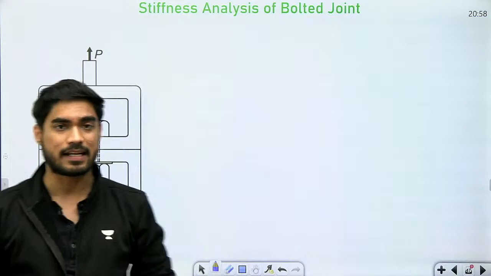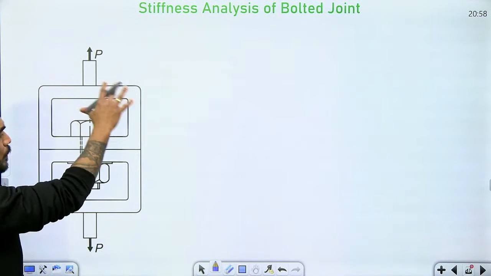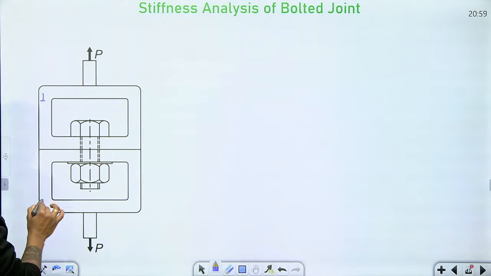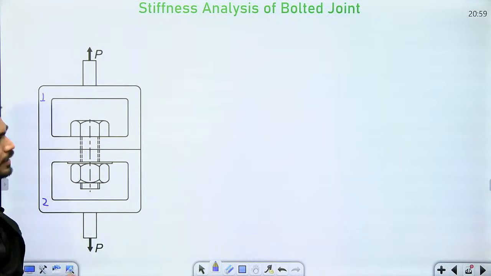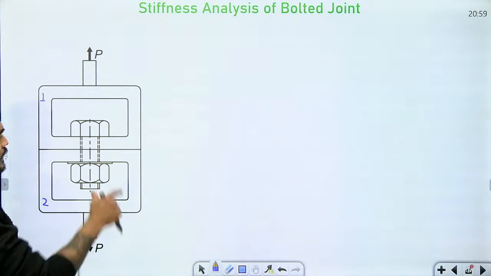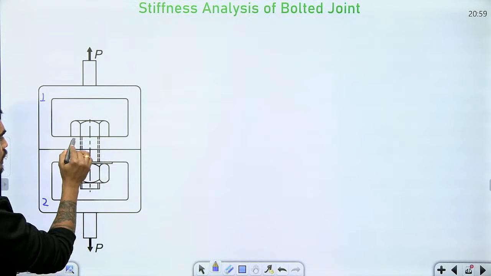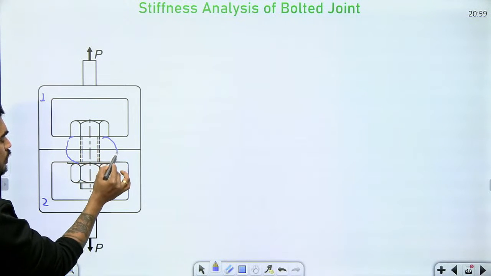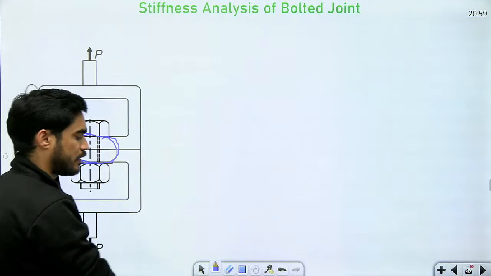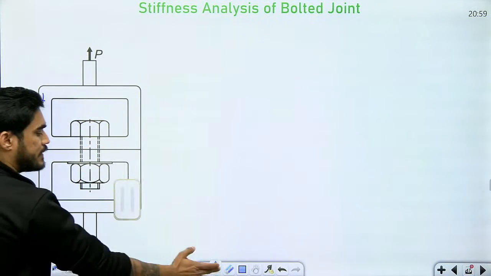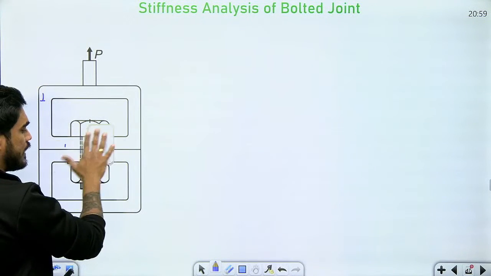So understand what I mean by stiffness analysis. Let's say we have 2 plates. This is plate number 1, this is plate number 2. They are kept like this and connected by a bolt, and I am applying a force P like this. Now when I apply force P, this bolt and this region of plate will resist this force together.